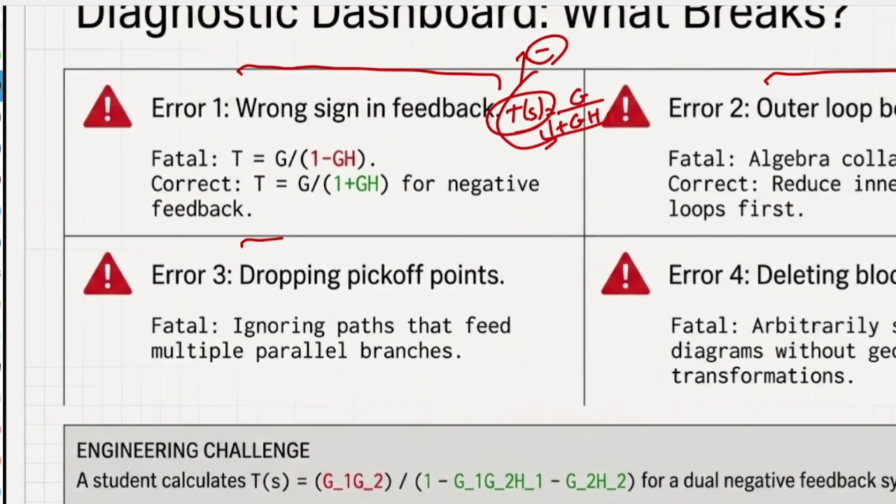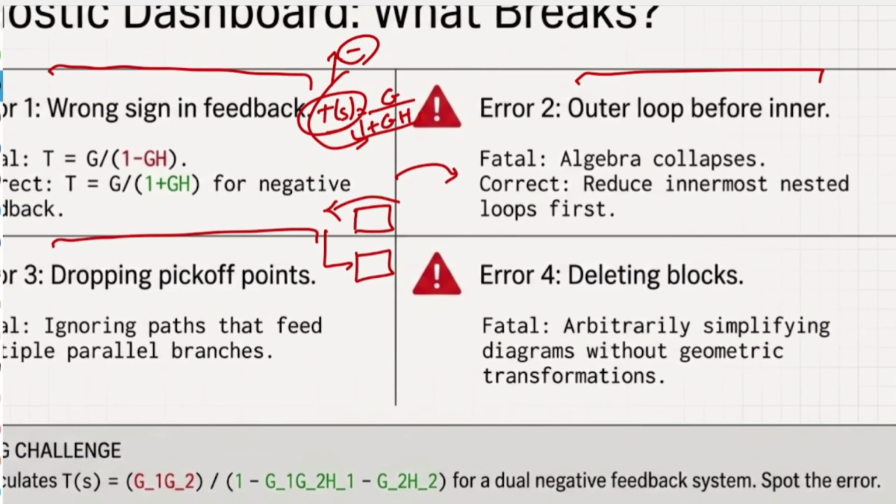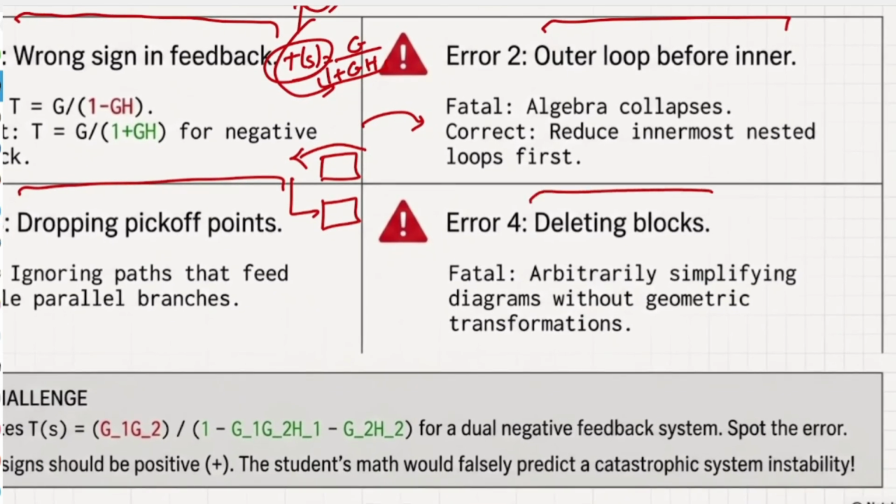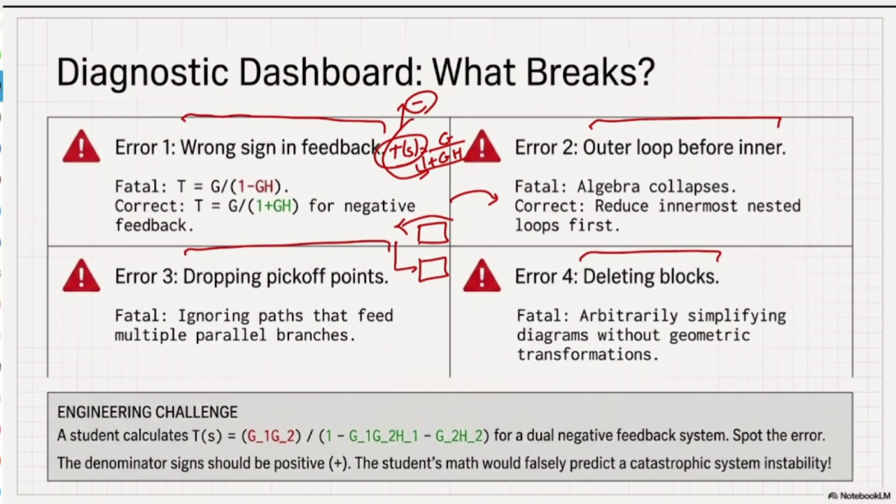And dropping the pickoff point is very, very important. If we move the pickoff point to the left side of the controller, whatever the gain or value was, you still have to consider the exact same gain. On the other hand, if you move it to the other side, you have to use the reverse of that. This is very important. Deleting blocks is not a common issue, but you really have to be careful about it.